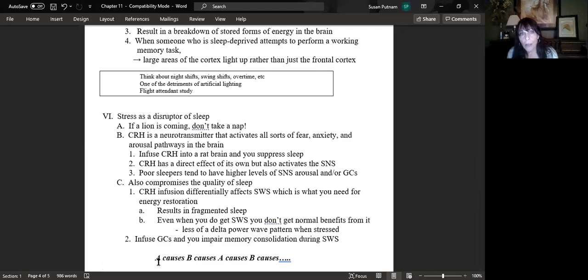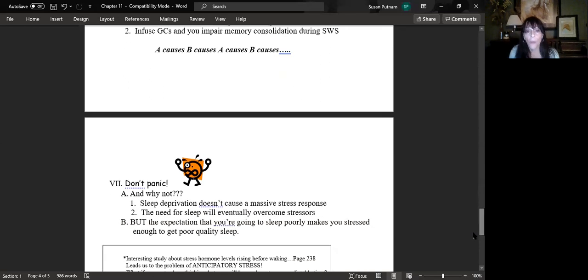So sleep deprivation can cause stress, which then causes sleep deprivation, which then causes stress, which, now, Sapolsky says, however, don't panic.